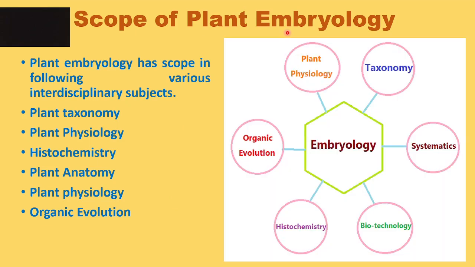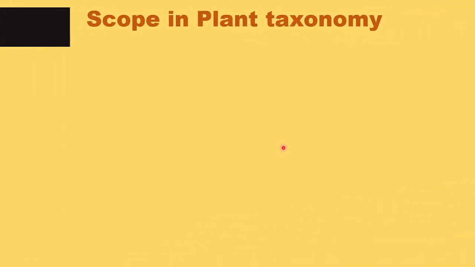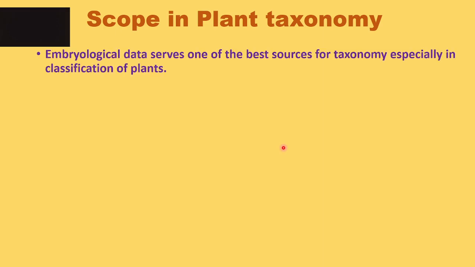So they are closely related to each other. Here you can see a diagrammatic representation of how embryology is connected with other branches: plant physiology, taxonomy, systematics, biotechnology, histochemistry, organic evolution. In all these aspects, plant taxonomy is very important. Now one by one in detail we will see how it is useful in different fields. Initially we will see the scope of embryology in plant taxonomy.